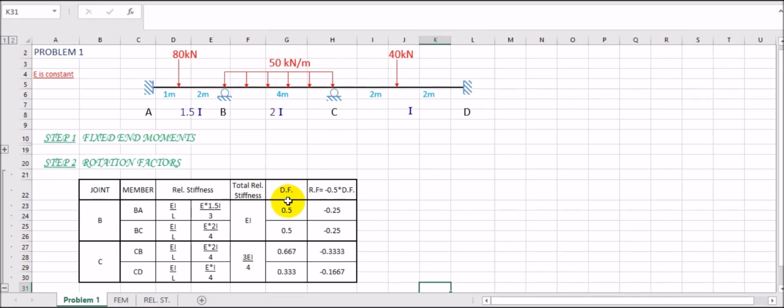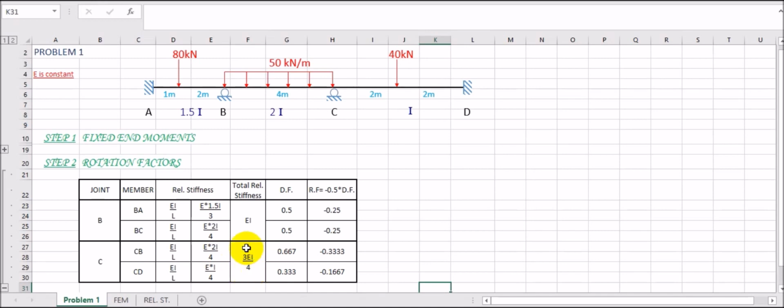Next column is distribution factor, which you encounter while solving the moment distribution method, and this is basically the relative stiffness for a member divided by the total relative stiffness. So if I divide the relative stiffness of BA by the total relative stiffness, I get 0.5. That is the distribution factor for BA. Again, same thing for BC. If I divide the relative stiffness of BC by the total relative stiffness, I get the distribution factor for BC. Fair enough? Yeah.